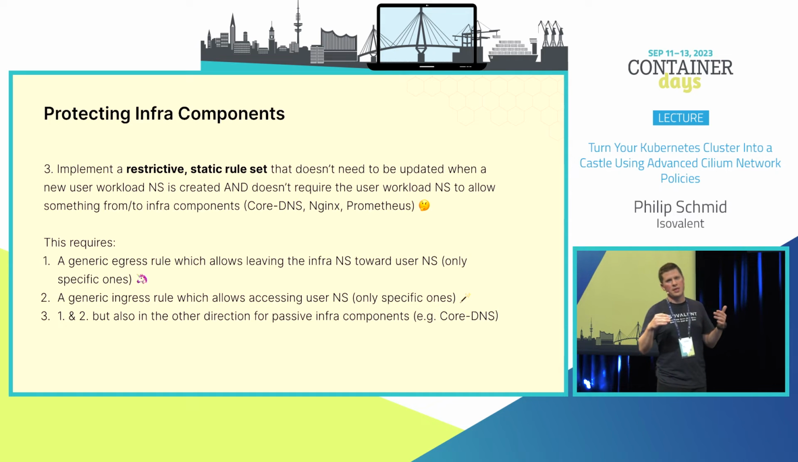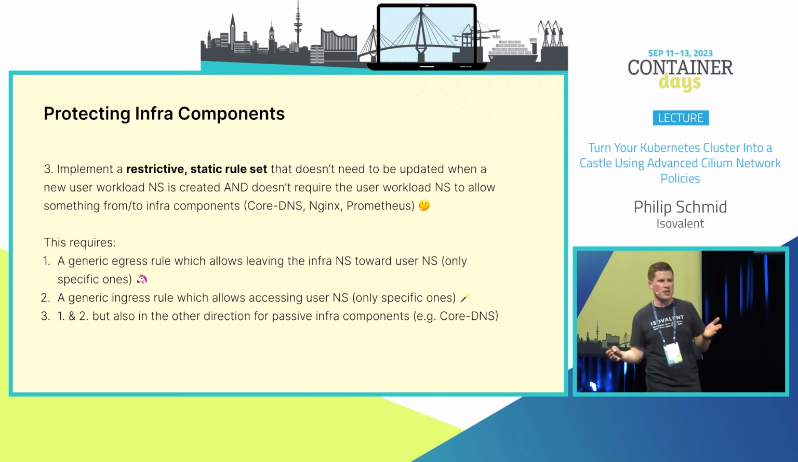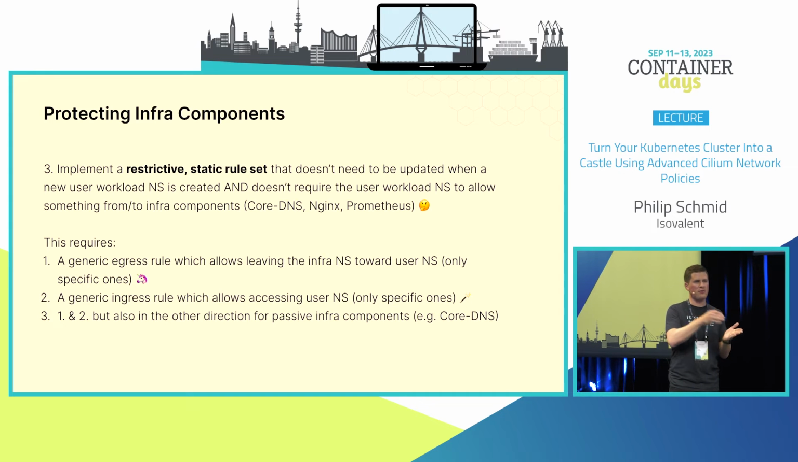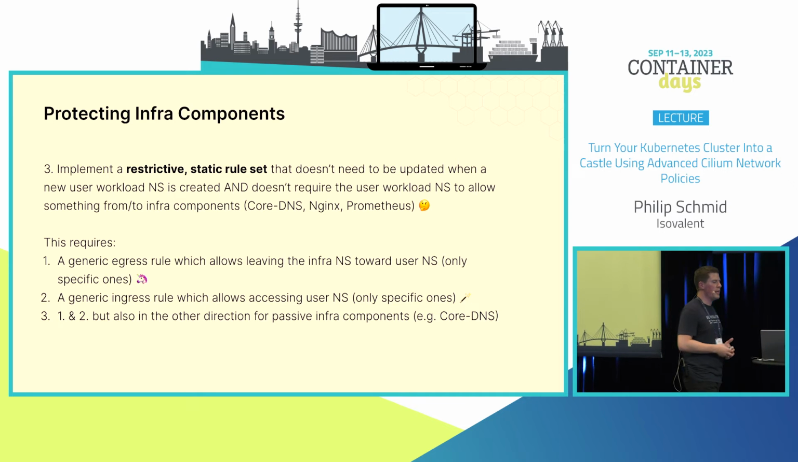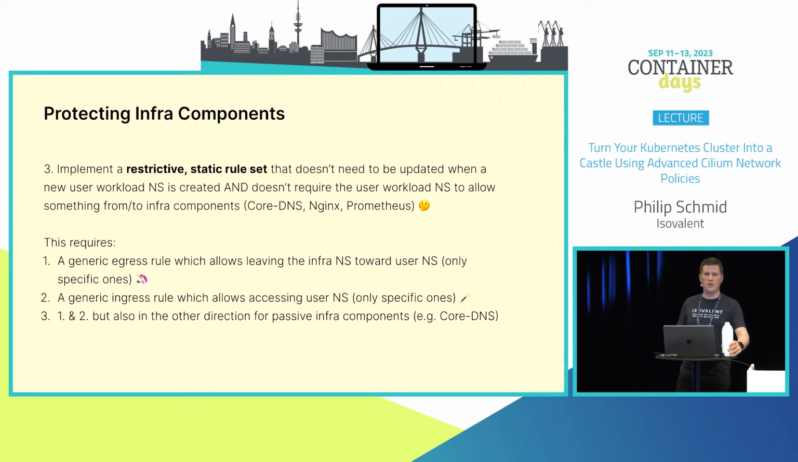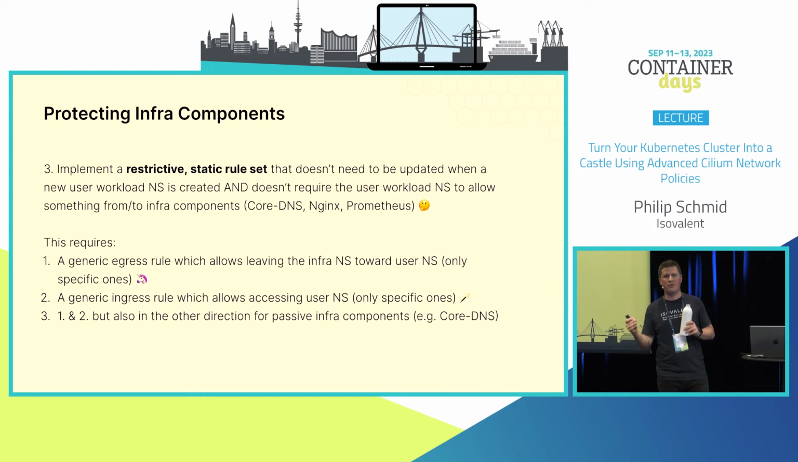And sometimes it needs to be allowed the other way around. Think of the Nginx ingress controller needing to reach a specific service that is running in a user namespace. So that's traffic originating from our infrastructure namespace. And sometimes we also have the other traffic pattern, for example, for CoreDNS. So imagine we have a user workload that needs to resolve some DNS domains. And here we are seeing traffic originating from the user namespace towards an infrastructure namespace.